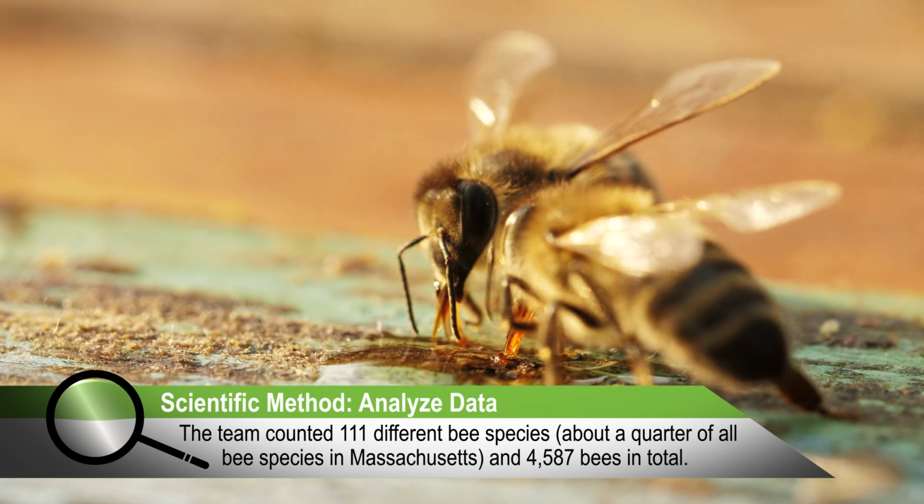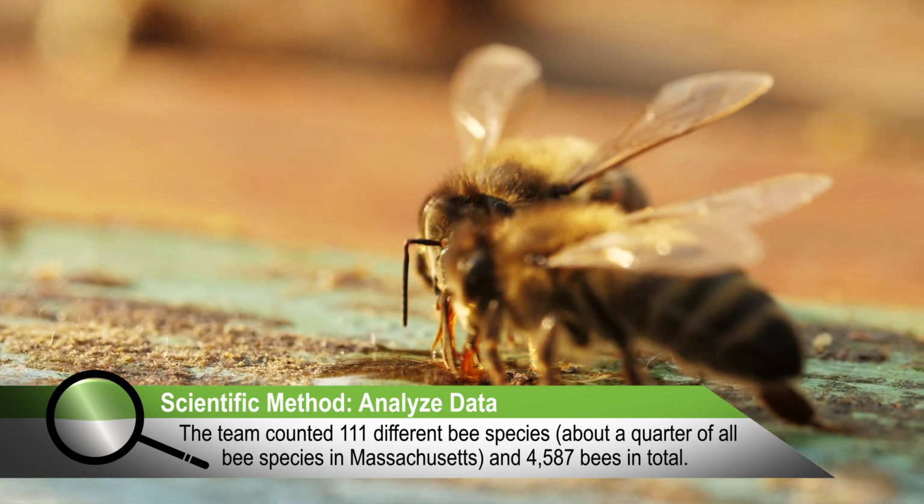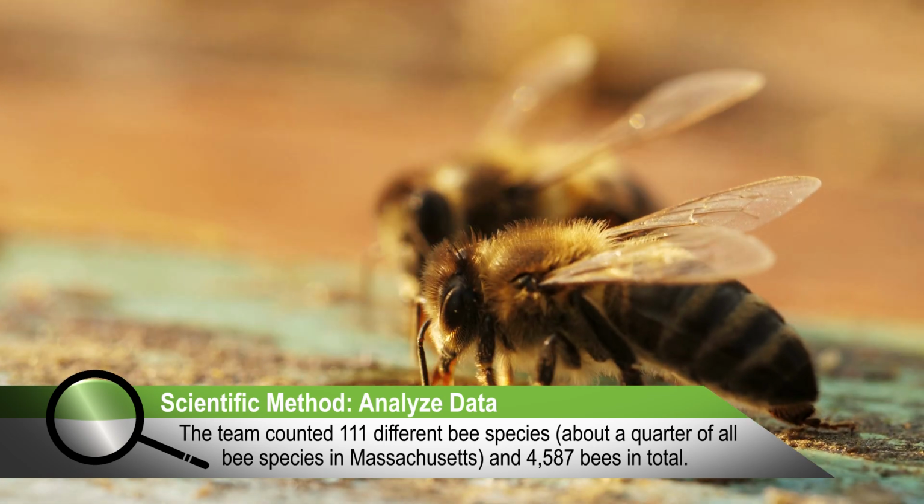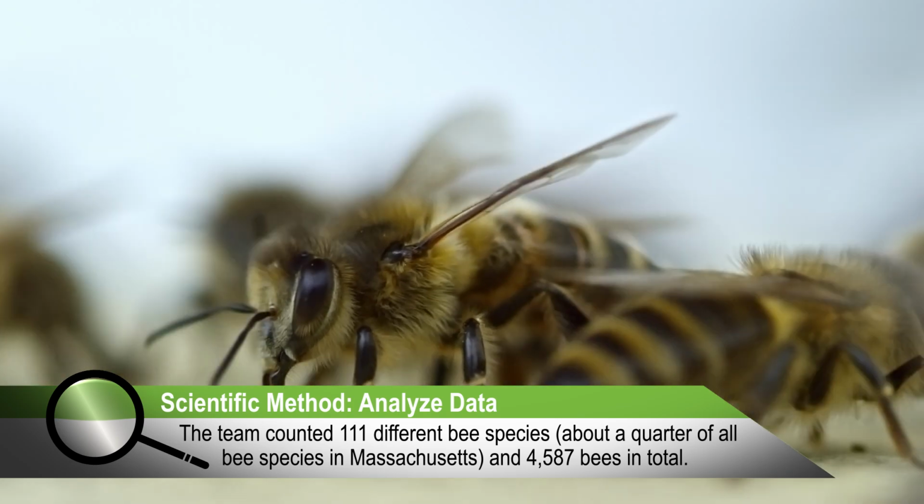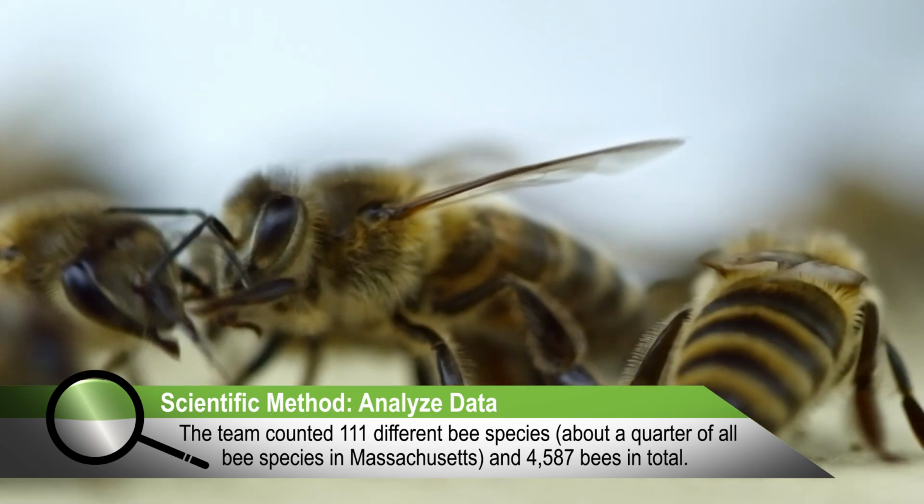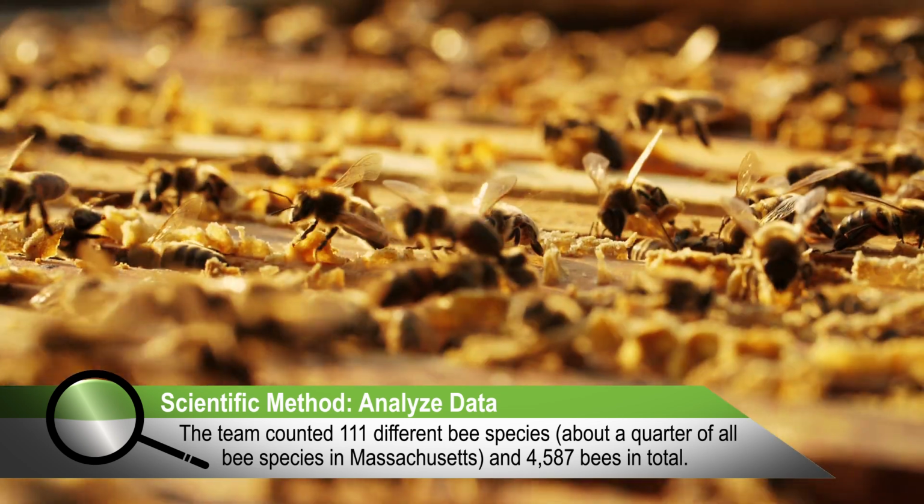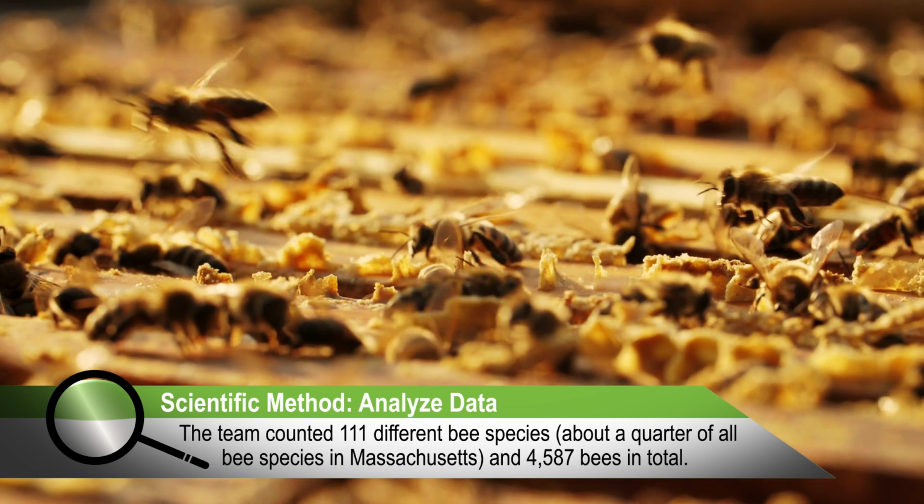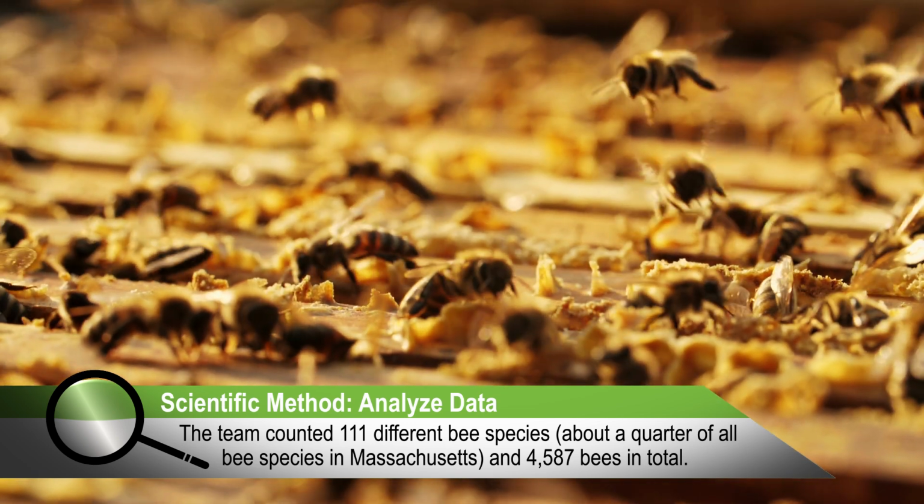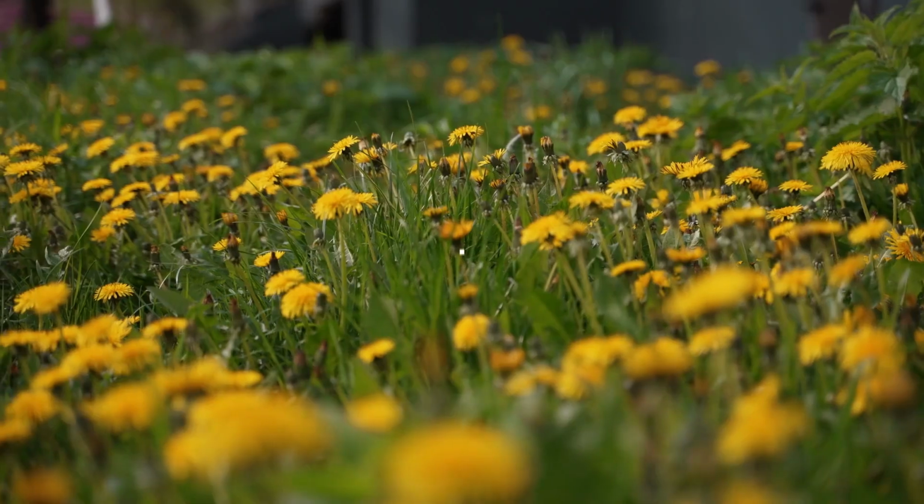But next, Susanna wanted to analyze her data. We were able to identify 111 different species of bees that were in 16 yards. That represents about a quarter of all bees that have been recorded in the state of Massachusetts. This still astonishes me. In total, Susanna's team collected 4,587 bees.